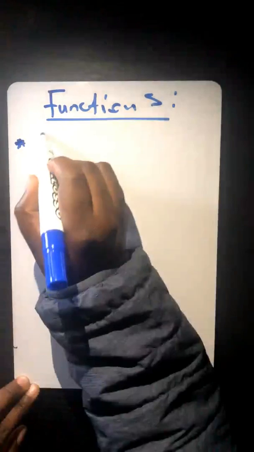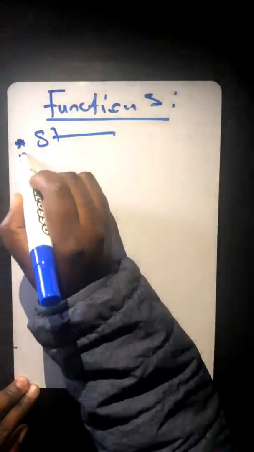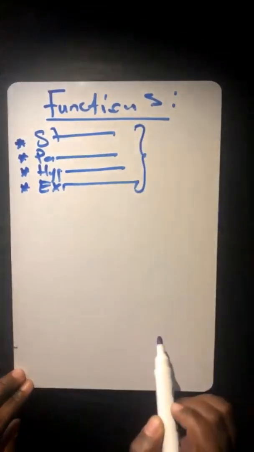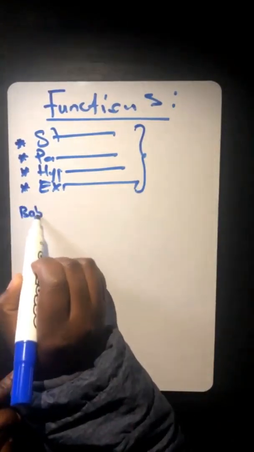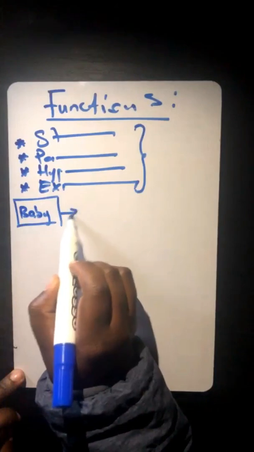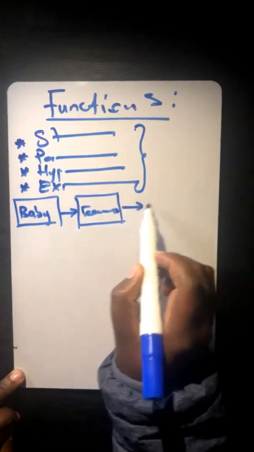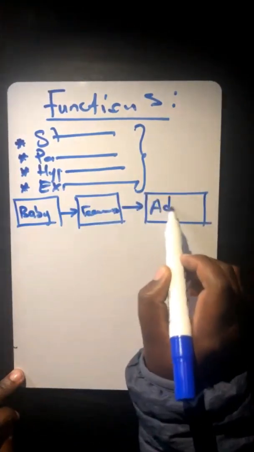Good people, we are now on functions. What type of functions do we have? I've explained that we've got straight line, parabola, hyperbola, and exponential. Massively important, guys. I've explained to you that all of these formulas started at a baby stage. From there, they grew to become teenagers. From there, they grew to be adults.